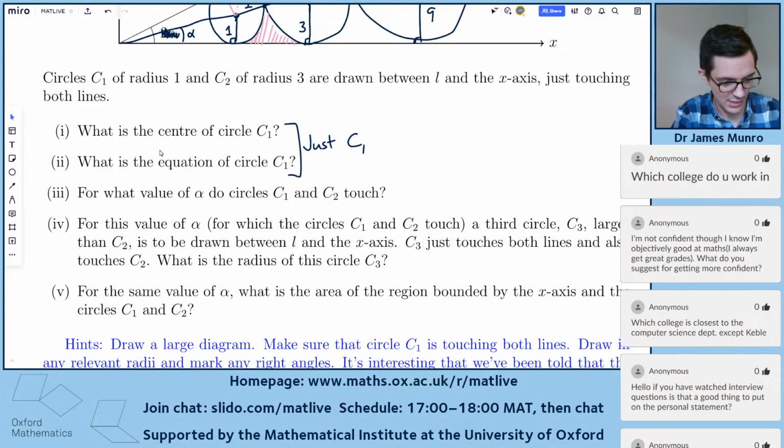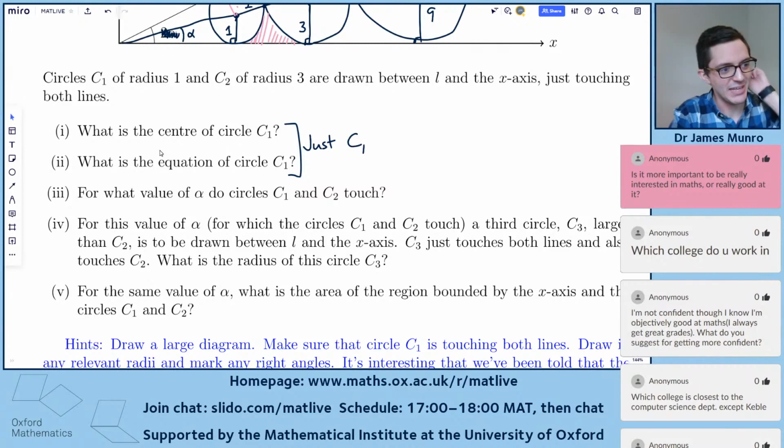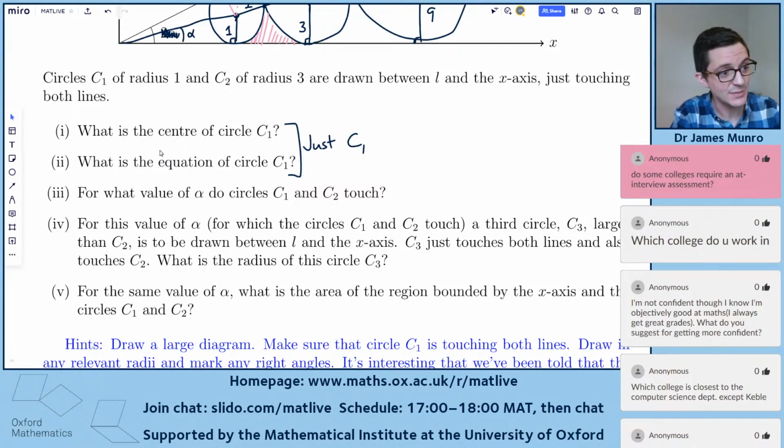Right. Is it more important, somebody asked ages ago, here's a good question, I like this one. Is it more important to be really interested in maths or really good at it? I'm going to pick really good at it out of those two. Do some colleges require an at-interview assessment? I think the answer is yes. Some of them do give you some questions to look at before the interview, and then during the interview talk about those questions. So I think the answer is just yes for that one. I'm not sure if they're still doing that during online interviews. Maybe the answer is no. Maybe. There you go. There's a safe answer.